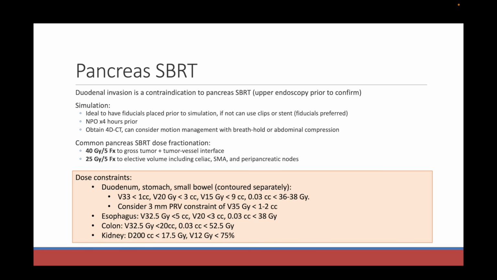But of all these, if you're going to remember any dose constraints, remember the dose constraints for the duodenum, stomach, and small bowel, because these are the same across the board, and these are the most sensitive organs. So 33 gray less than 1 cc, 20 gray less than 3 cc's, and 15 gray less than 9 cc's for those, and a point max of 36 gray.